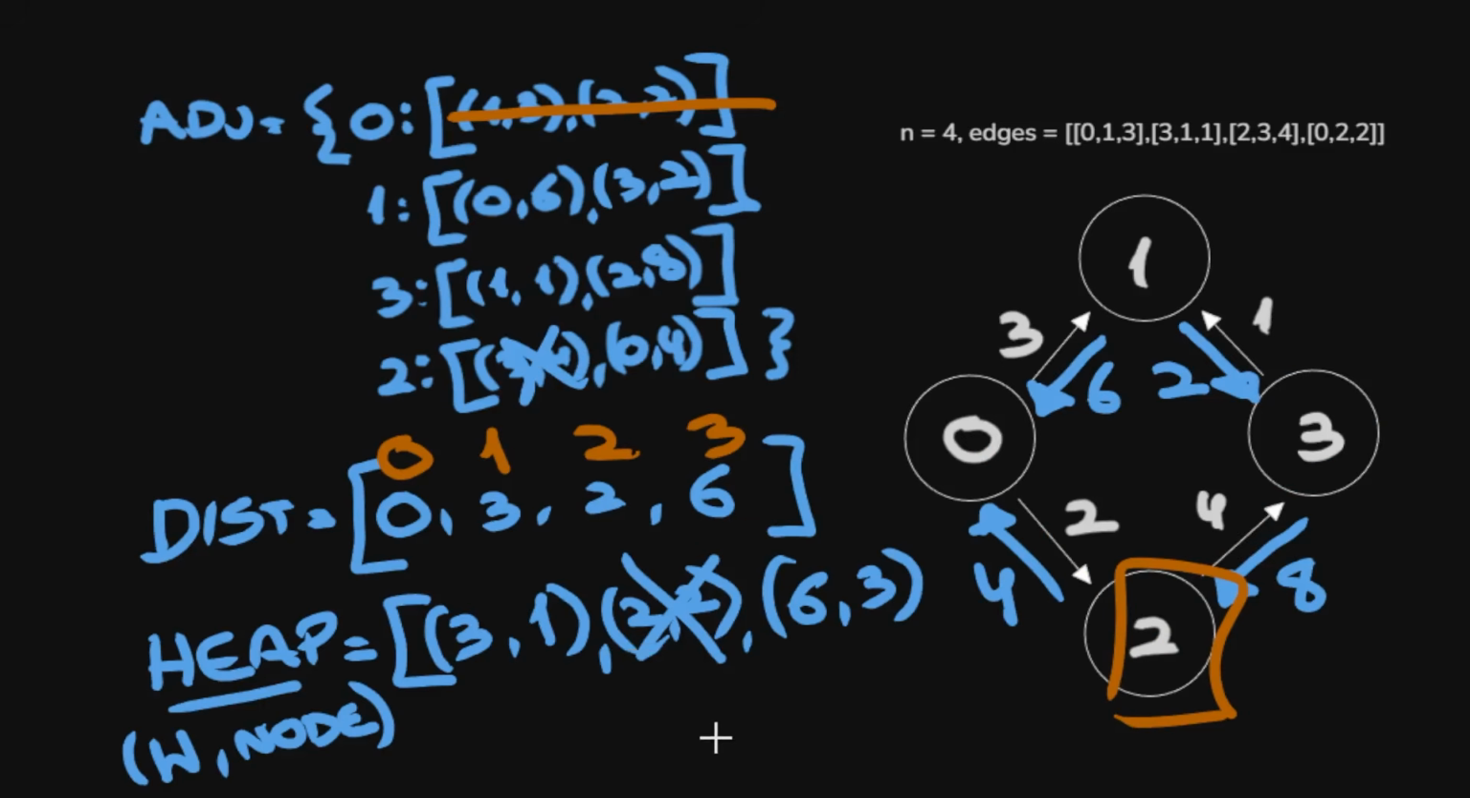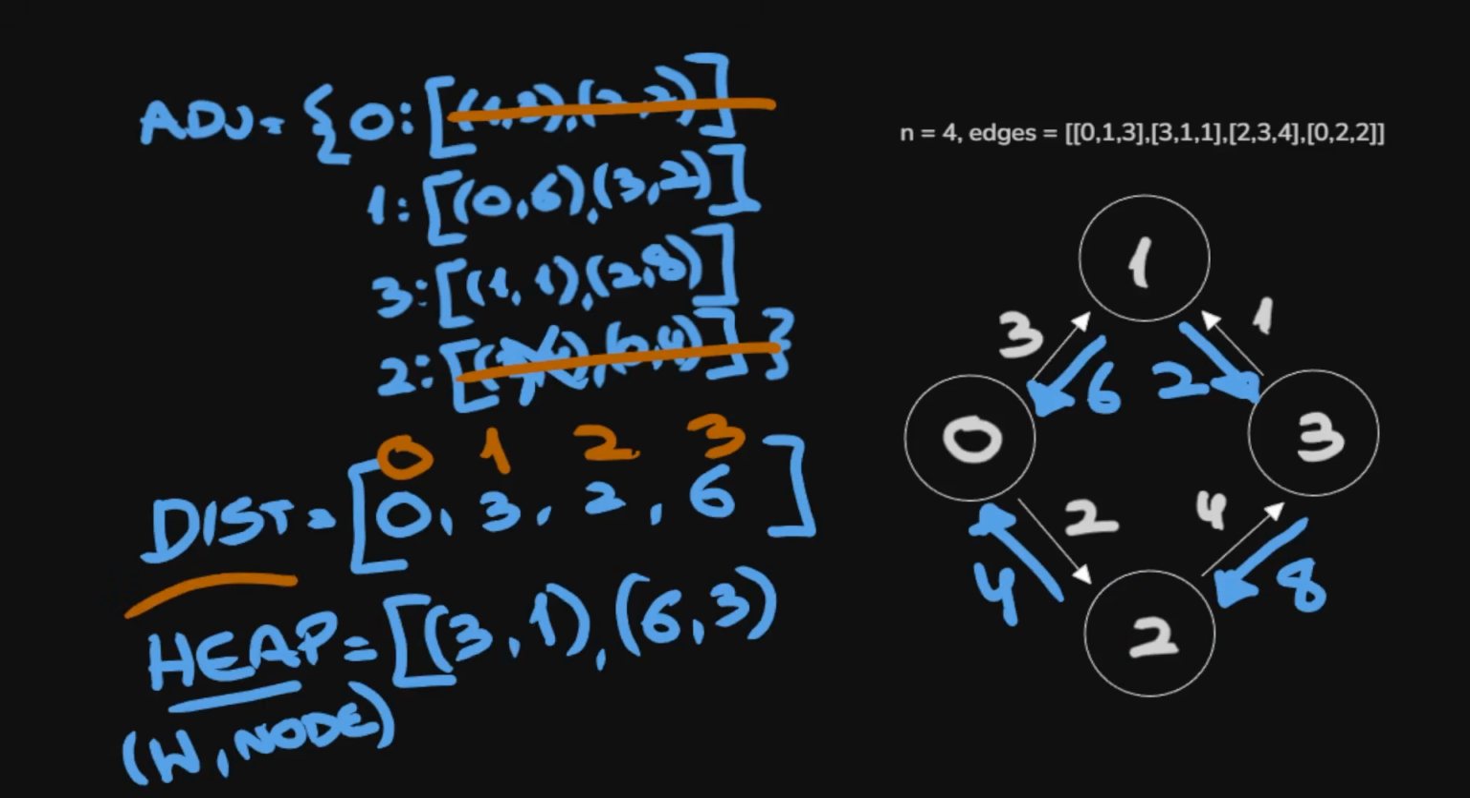The accumulated weight is 2, the new weight is 4, and the sum here is 6. We are checking if this is smaller than distances at 0, which is 0. Given that 6 is greater than 0, we keep 0 here, we don't add any tuple into our heap, and continue with the next element. Now we pop the next tuple, which is given by the minimum weight, so we pop this. We are looking at node number 1.